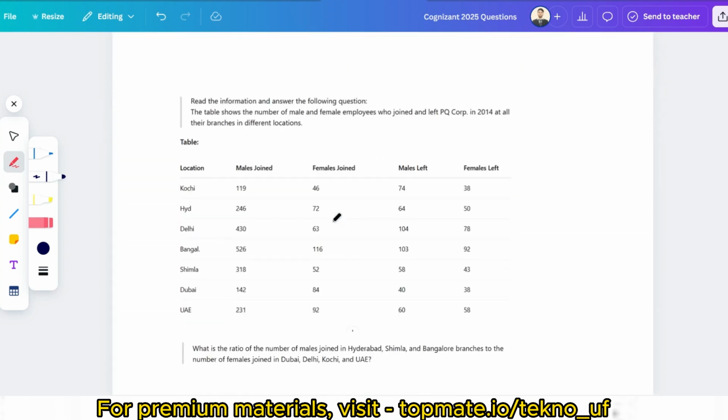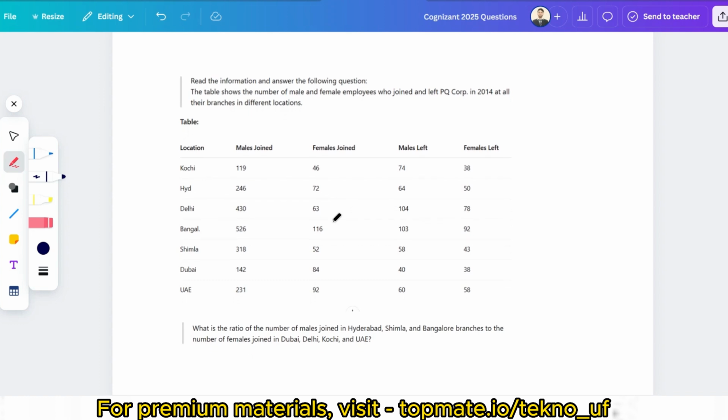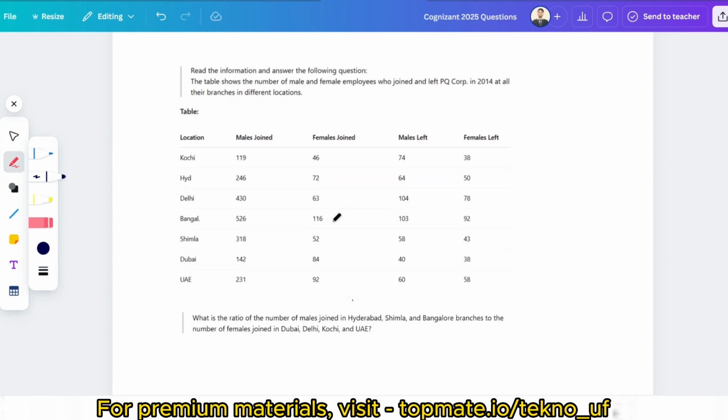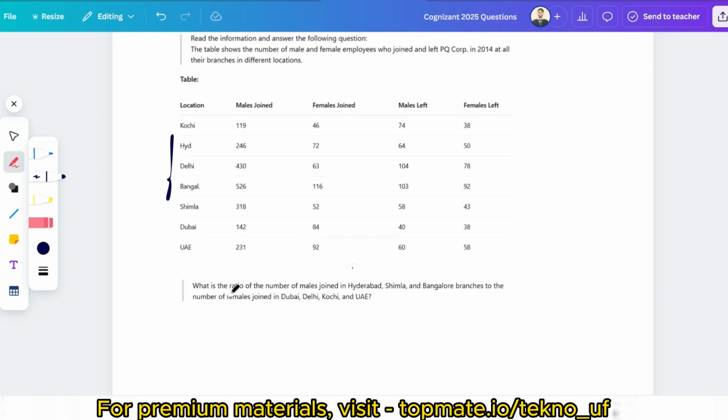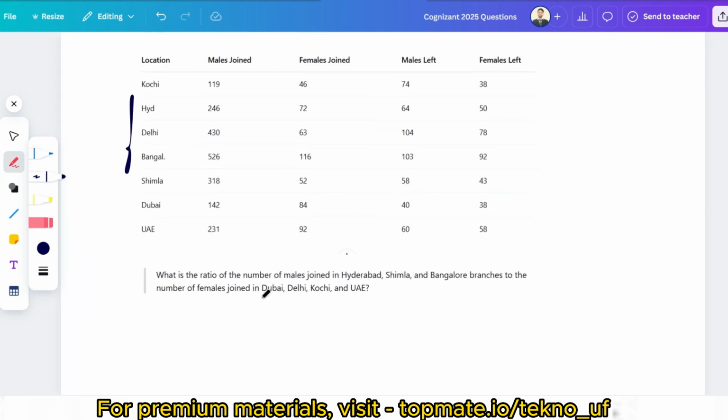So the next question is this. Read the information and answer the following question. The table shows the number of male and female employees who joined and left PQ Corp in 2014 at all their branches in different locations. So locations are provided in the left column, and males joined, females joined in 2014, and males left, females left data are given. So the question is, what is the ratio of the number of males joined in Hyderabad, Simla and Bangalore branches to the number of females joined in Dubai, Delhi, Kochi and UAE?